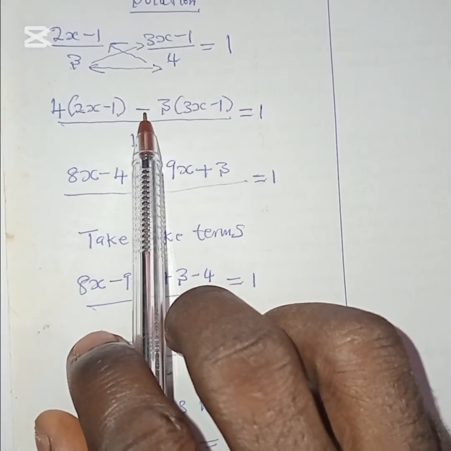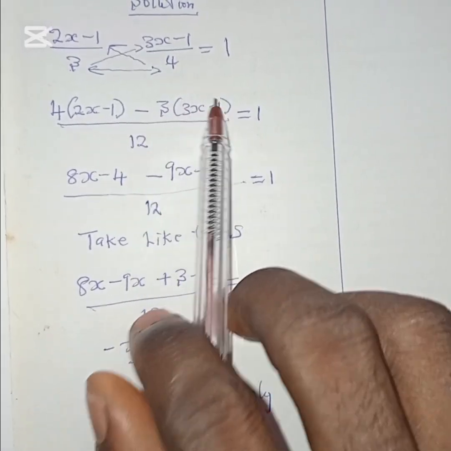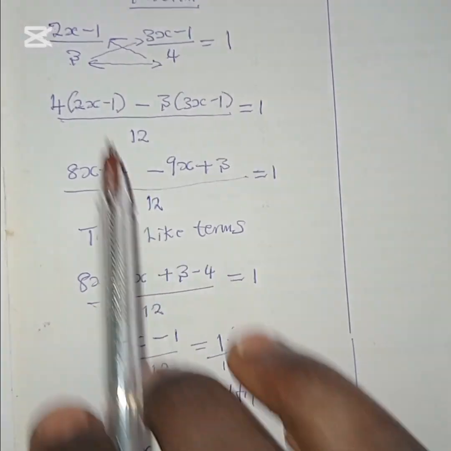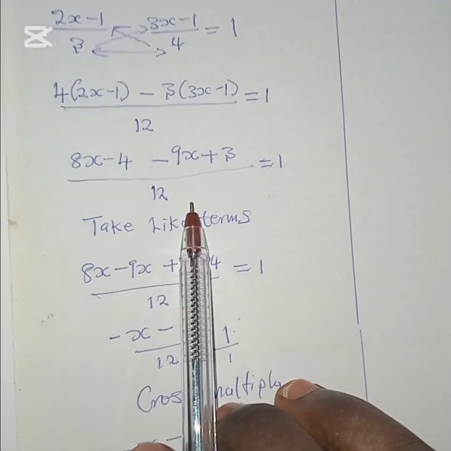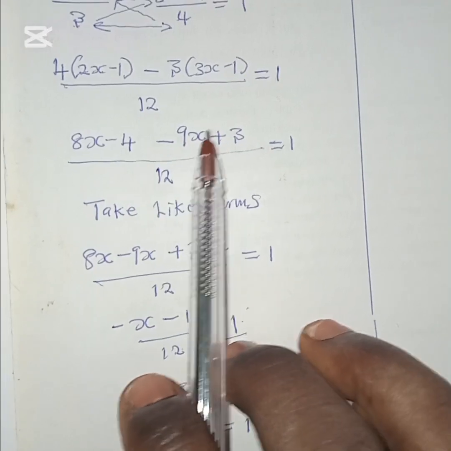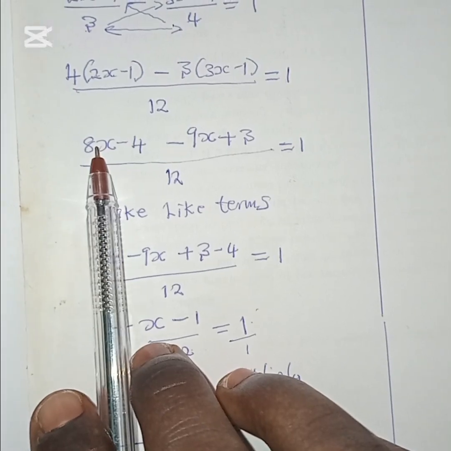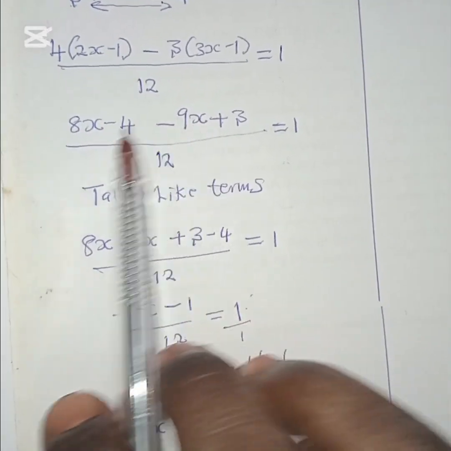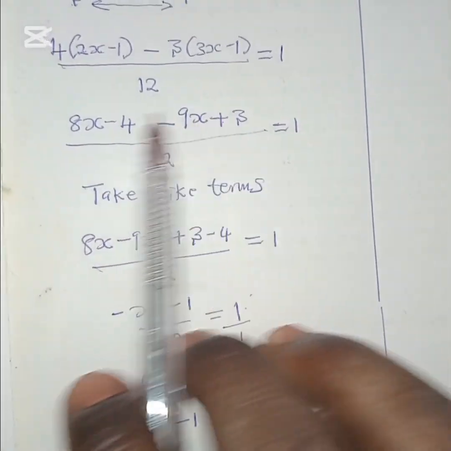Remember, two negative numbers multiplying themselves turn to a positive number. So all over 12. Now take like terms. What does it mean? Like terms means bringing numbers that are alike. Understand? Now 8x and 9x are the same because they are of the same family.